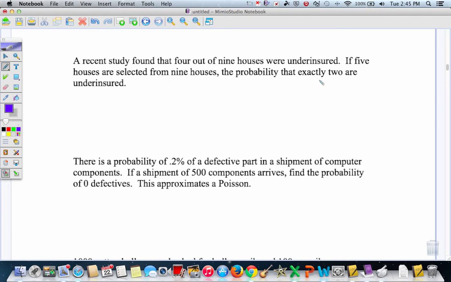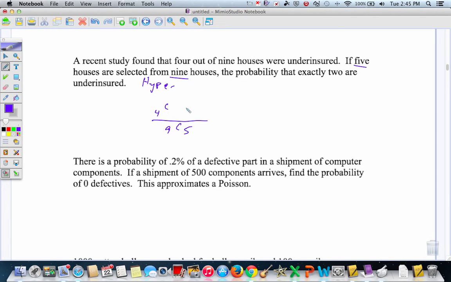Our first one. Recent study found that 4 out of 9 houses were underinsured. If 5 houses are selected from 9, find the probability that 2 are underinsured. So to read through here, we're selecting 5 houses from 9. If I select the first house to check for proper insurance, I'm not going to select it a second time. So once again, it is a hypergeometric because the probabilities are dependent from one event to the next.